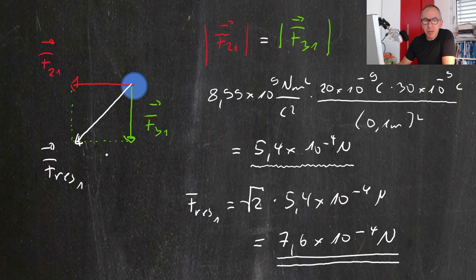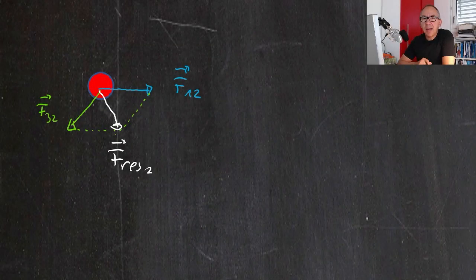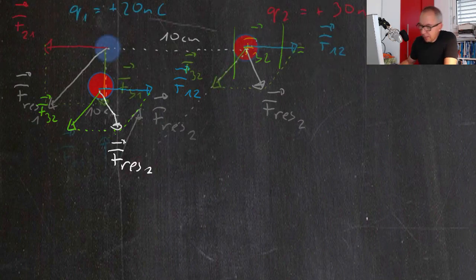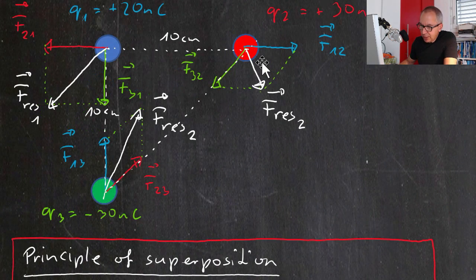Now let's see what is the force on charge 2. Again, I have copied the situation, and we of course already know the force F12 because it's the same as F21, and for example F13 as we had, but what we have to calculate is F32. Let's go back to the drawing and see the situation.